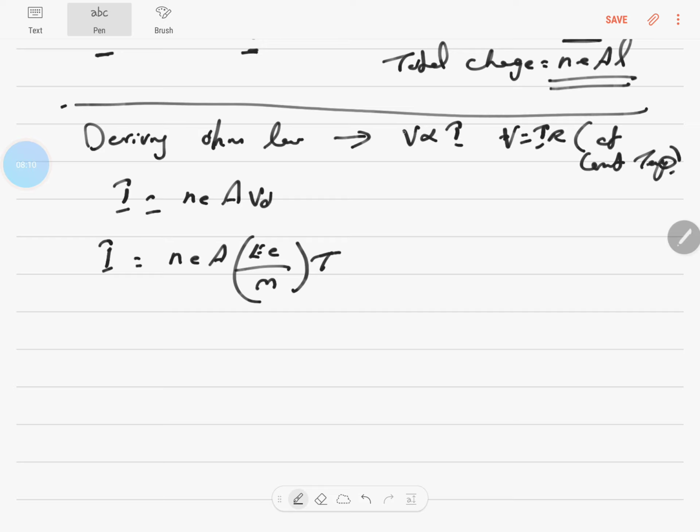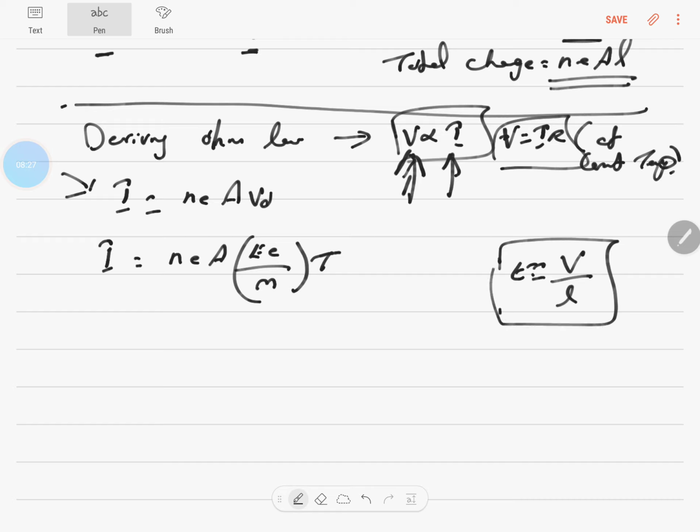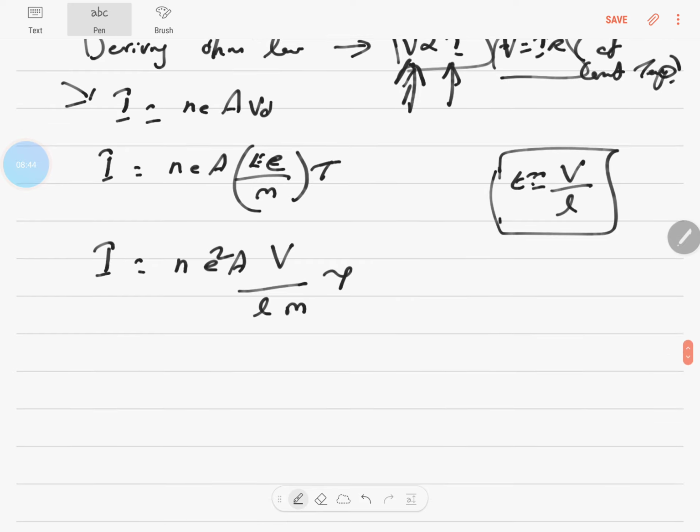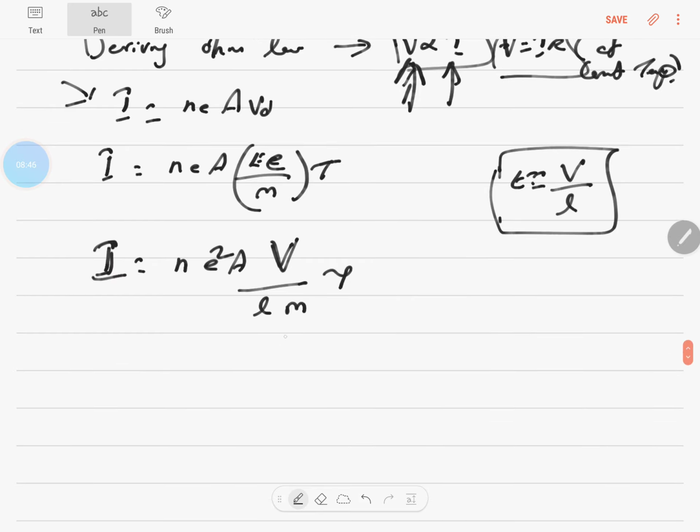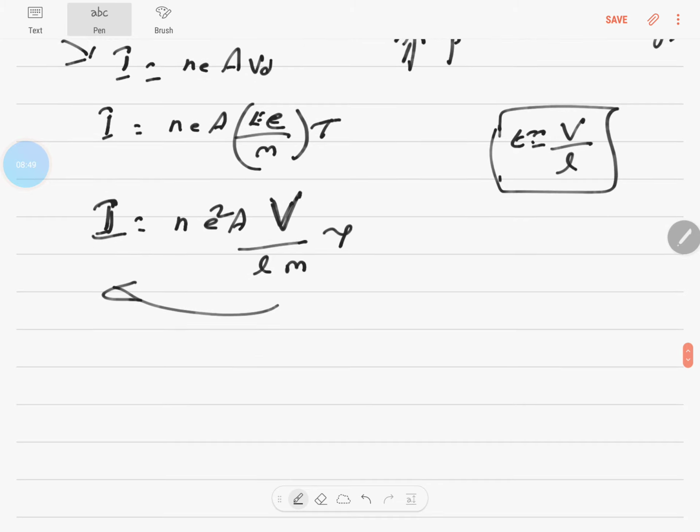So I have to arrive at this, starting with I is equal to nAeVd. Vd is capital E into small e by m into relaxation time. And I want an introduction of V. So I can write E is equal to V by L, potential gradient. The electric field is nothing but potential gradient, potential by length, V by L. So thus I can introduce a V there: nAe, capital V by L. You have an e here, so you can make it e squared, m and T. Can you see thus you have a V and an I, and you can shift everything to the left hand side but for V, so you get V is equal to IR format.